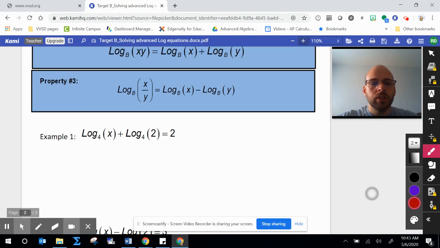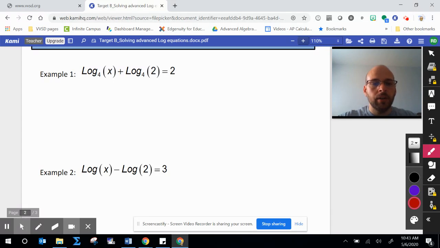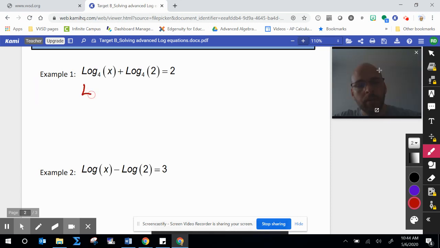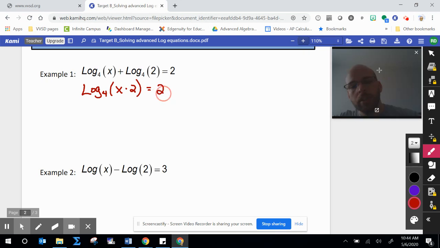So for the first few examples, we're going to have to condense these problems down into one log, and then we're going to use our tools to solve that log equation, okay? So if you look at example 1, it says that I have the log base 4 of x plus the log base 4 of 2 is equal to 2. So I'm going to condense this down so that it is now the log base 4 of x times 2 is equal to 2.